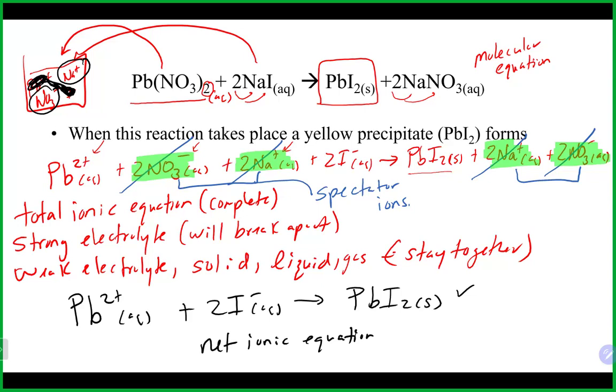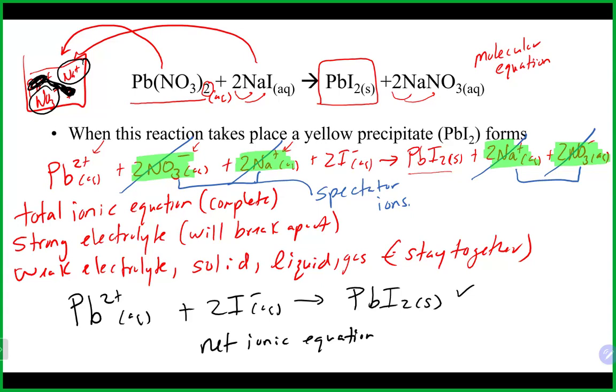So when you see a net ionic equation, that is basically telling you this is actually like the product that you're actually making in this reaction. This is the overall real reaction that's happening, is this formation of this yellow solid in this particular case. Question on net ionic equation.